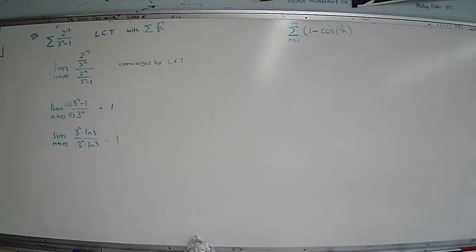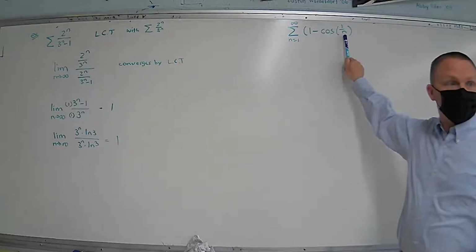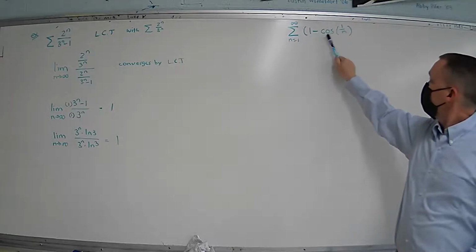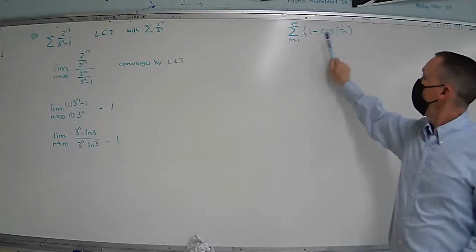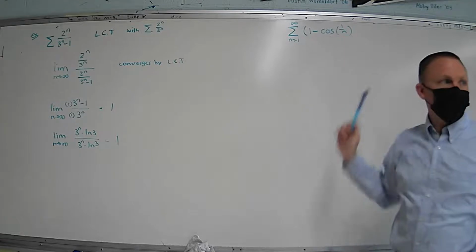Are the terms going to 0 in that series? As n gets huge, what are the terms approaching? Well, as n gets huge, that's approaching 0. The cosine of 0 is 1. 1 minus 1 is 0. Oh, so there.